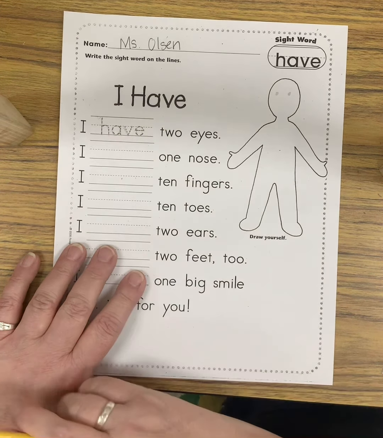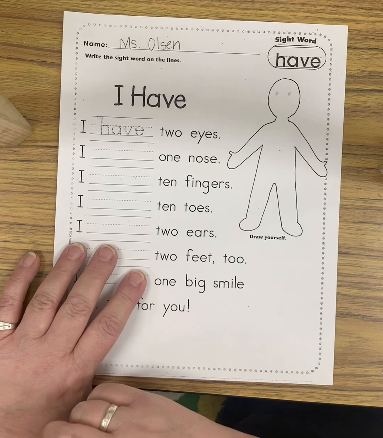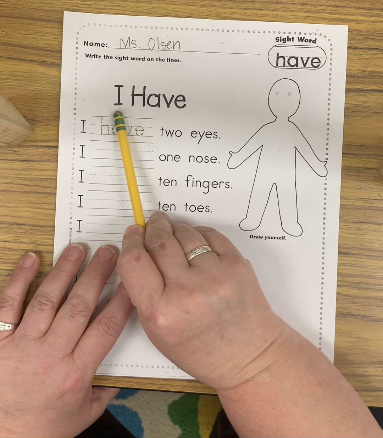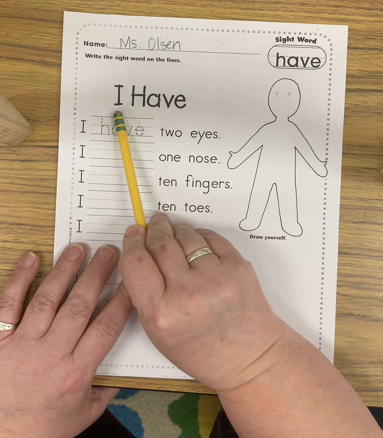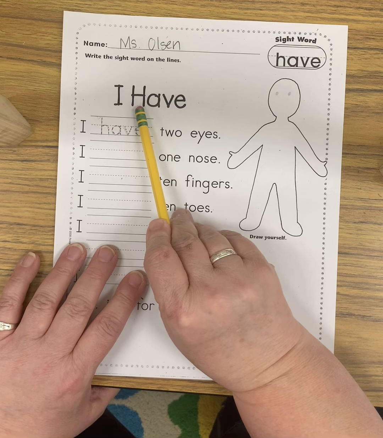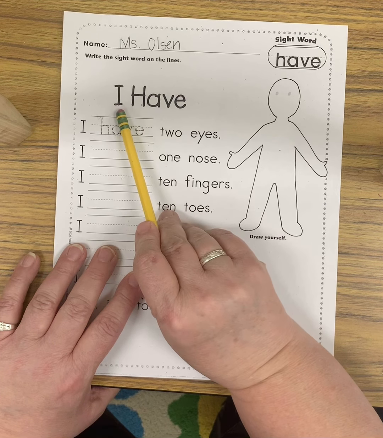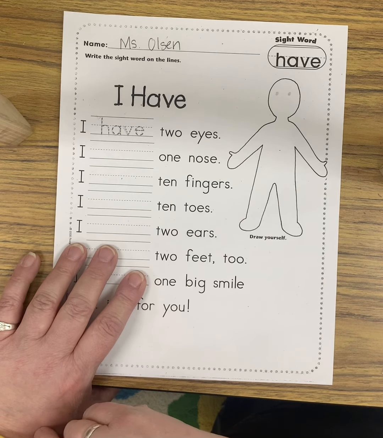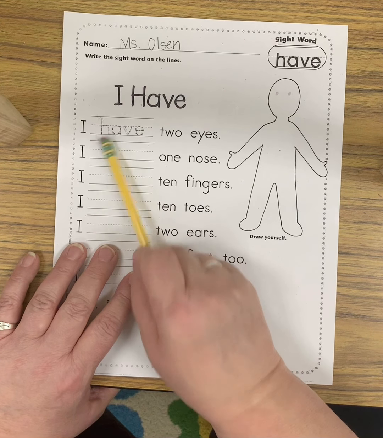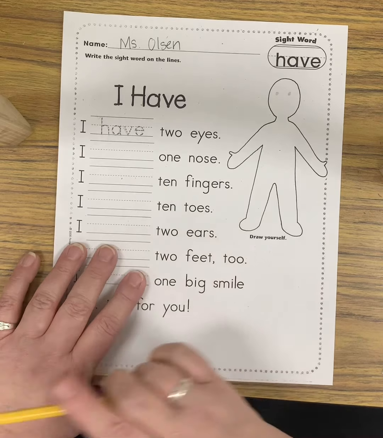And I is another sight word that we've been working on learning. It's a letter, and it's also a sight word. Notice that the have in the title has an uppercase letter. So every word in a title is going to need to be capitalized, but we're going to use a lowercase when we use it in the middle of a sentence.